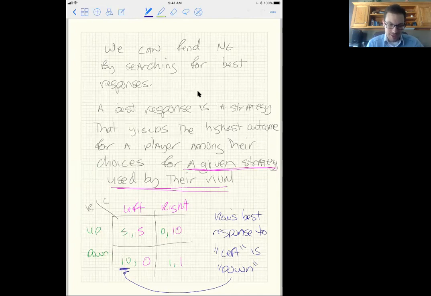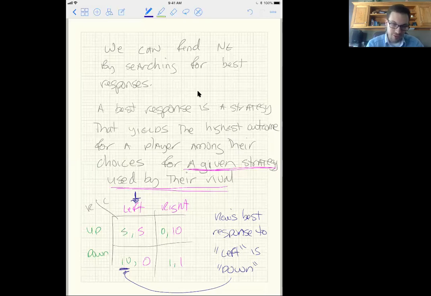So for instance, in this particular game, I've indicated row's best response to left is down. If column player chooses left, row player can choose up and get 5, or choose down and get 10. Well, 10's better than 5, so row player's best response to left is to choose down instead of up. And so I've underlined the payoff 10 to indicate that down is the best response for row player to left. It actually turns out row player has a best response to right as well.